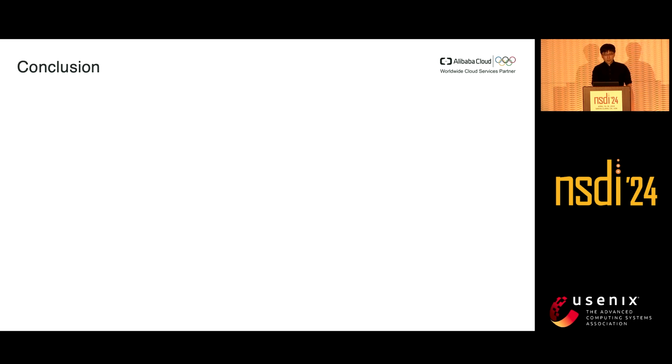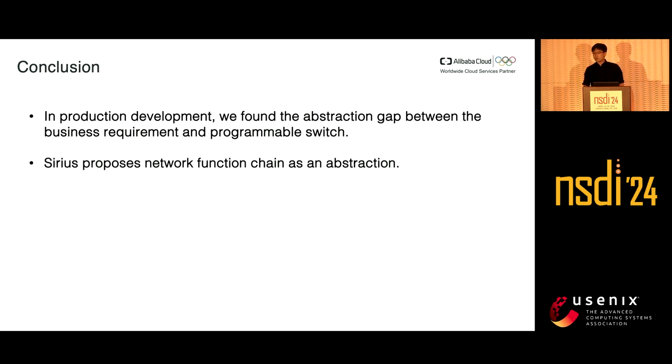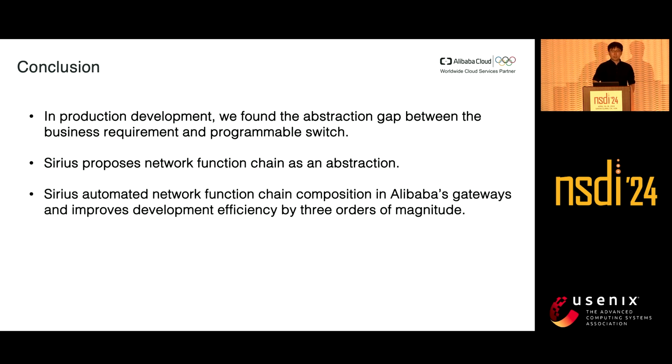As a conclusion, in production environments, we found an abstraction gap between the business requirement and the programmable switch. Sirius solved this problem by proposing network function chain as an abstraction rather than traditional table-based P4 abstractions. Sirius automated network function chain composition in Alibaba's gateway and improved the development efficiency by 3 orders of magnitude.